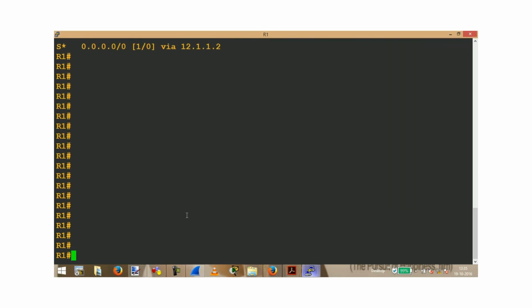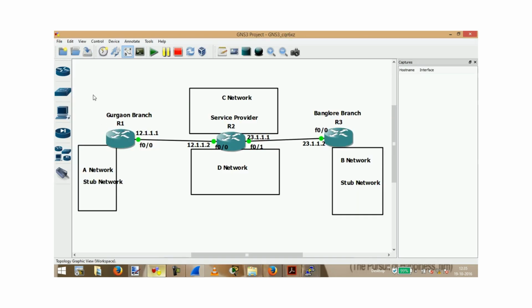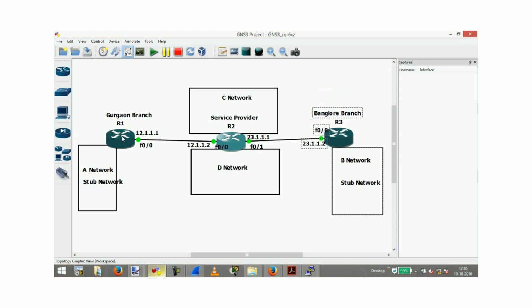network. So when this is done, if I ask you, will R1 be able to ping R3 right now, 23.1.1.2? No. Why? Because whenever we ping, the ICMP protocol is used, ICMP echo request goes, and ICMP echo reply comes back. When R3 sends the echo reply, it won't be able to send data back to 12.1.1.1 because by default R3 does not know about the 12 network. It is not directly connected to it.